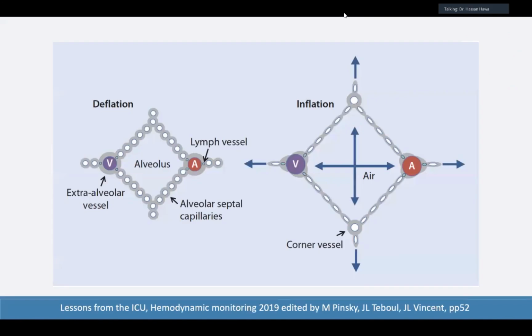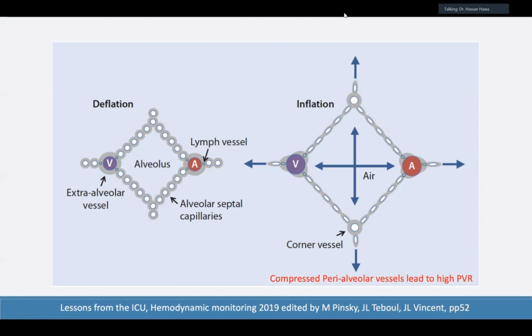Right. So this is again a schematic illustration of the alveoli, and here we have the alveolar septal capillaries, and these are the extra-alveolar vessels. So this is in the normal situation. You can see they are all looking nice and ready for gas exchange. However, when there is distension or overinflation of the alveoli, then this will distend all these alveolar septal capillaries and reduce their efficiency in gas exchange, as well as this will impact on the extra-alveolar vessels.